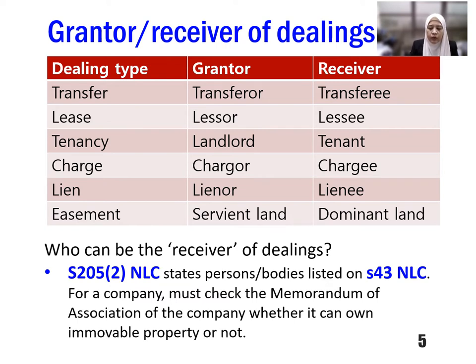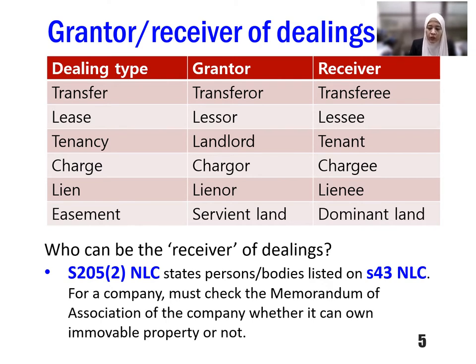Then we go to this one. Who can be the receiver of dealing? So we go back to section 205, subsection 2 of the National Land Code, which states that only persons or bodies listed in Section 43 of the National Land Code can receive dealings. And we have covered this before. Okay, Section 43, which comprises natural persons, companies, sovereigns. Can't remember that? Societies.